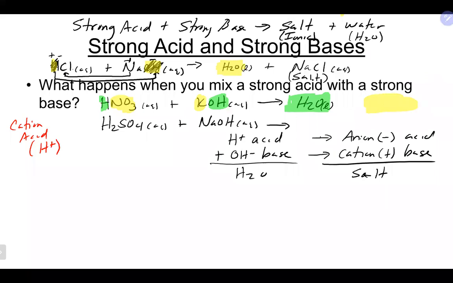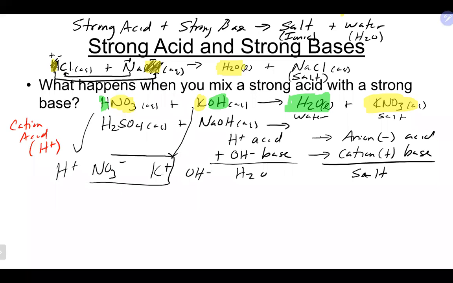And if we do that, we will get KNO3. And again, that would obviously be our water and our salt. Again, this is H plus and NO3 minus. This guy here is K plus and OH minus. So we're basically just, like a nomenclature, putting those guys together properly. And we're putting these guys together, which always will make water. Any questions on that there?